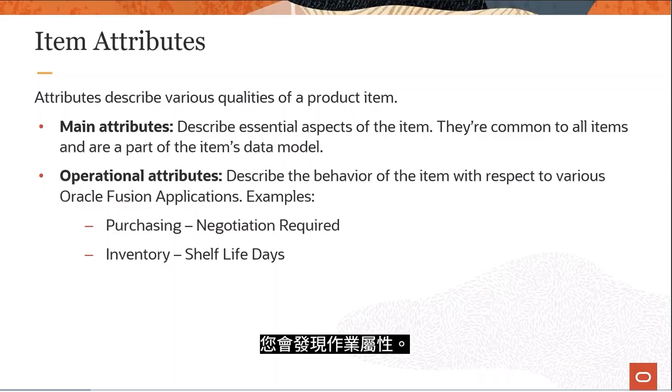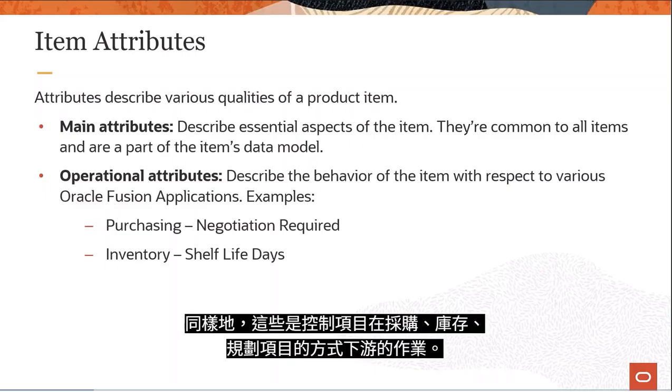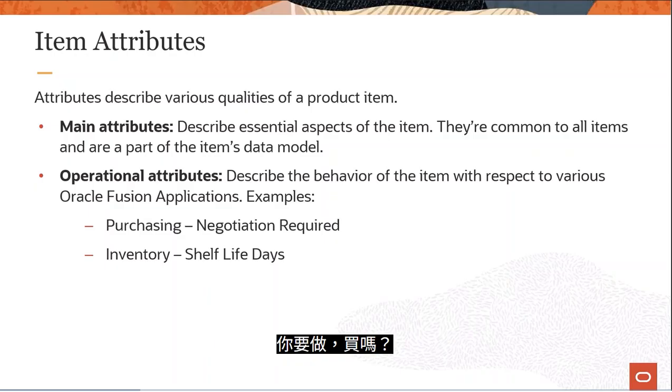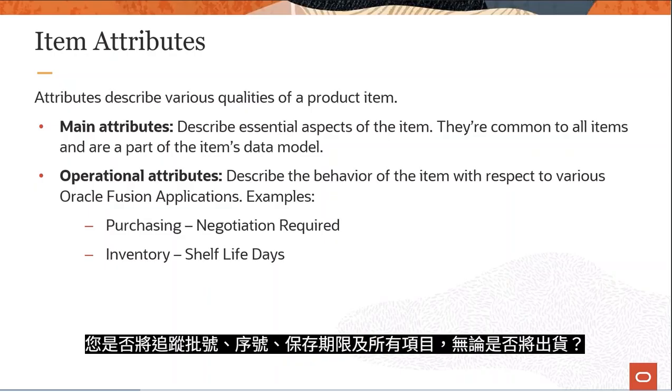You'll find the operational attributes. Again, those are the ones that control what the item is going to do downstream in procurement, in inventory, and how you're going to plan it. Are you going to make it or buy it? Are you going to track the lot number, serial number, shelf life, and whether you're going to ship it?